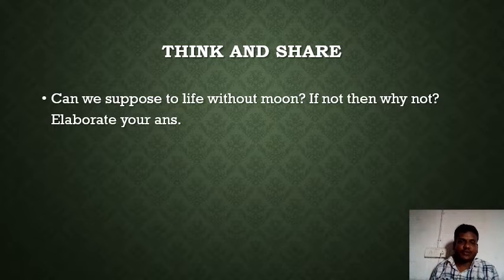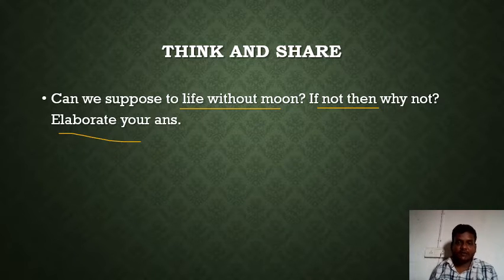Okay, can you suppose life without the moon? If no, then why not? Elaborate your answer in the chat box. Everyone, write your answer in the chat box.